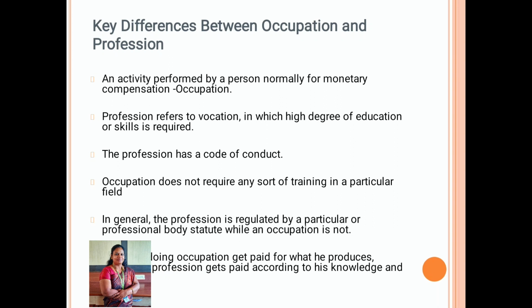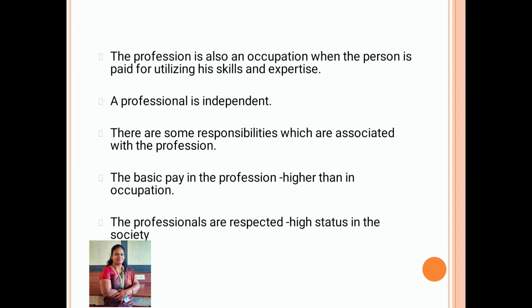A person doing an occupation gets paid for what he produces, whereas a professional gets paid according to his knowledge and expertise. The profession is also an occupation when a person is paid for utilizing his skills and expertise. A professional is independent, that is, his work is not influenced by any external force.